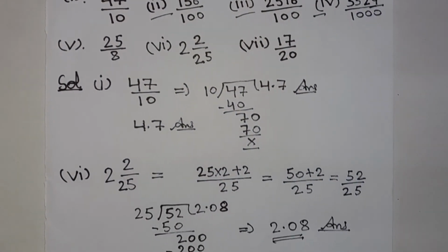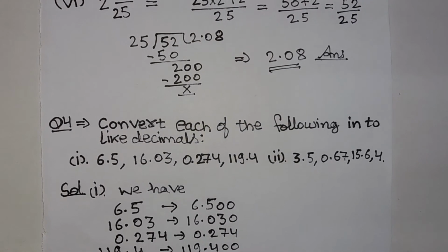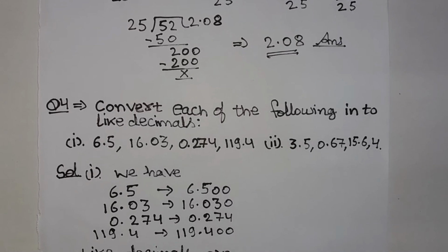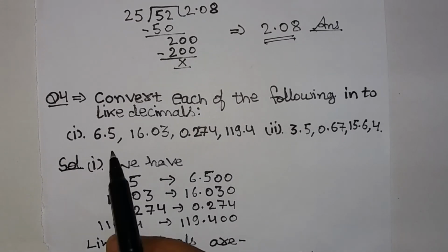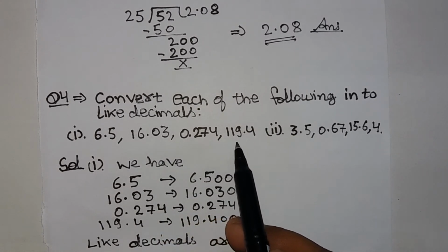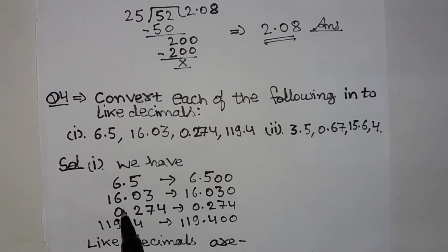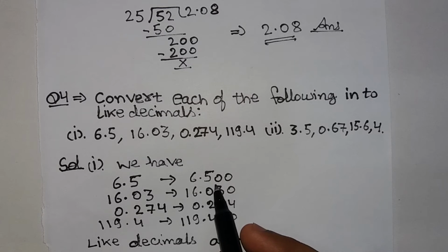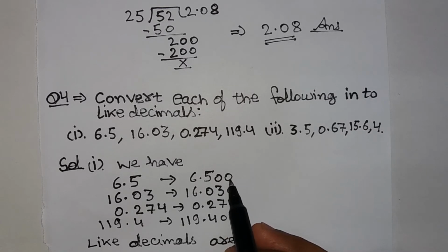So here see question number 4. In question number 4, convert each of the following into like decimals. To convert them into like decimals, we have to put an equal number of digits after the decimal points. So see the first part, we have 6.5, 16.03, 0.274, 119.4. So 6.5 we can write as 6.500. That means we can increase these zeros according to us.